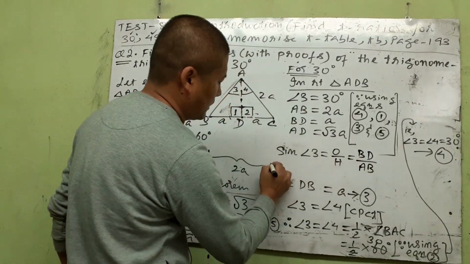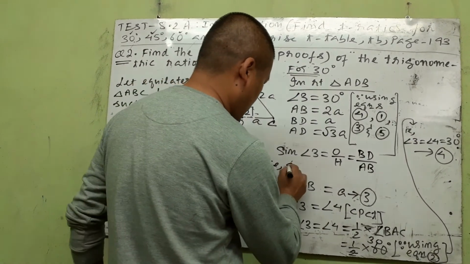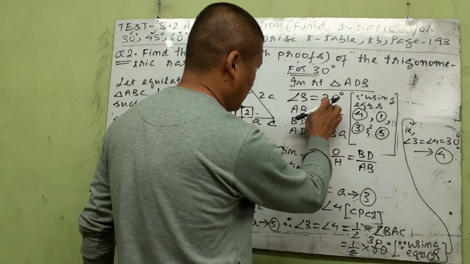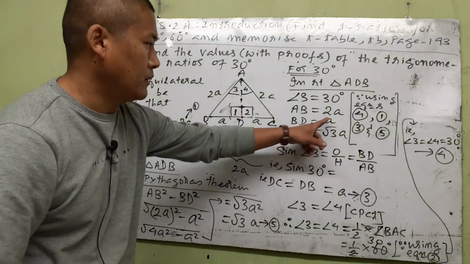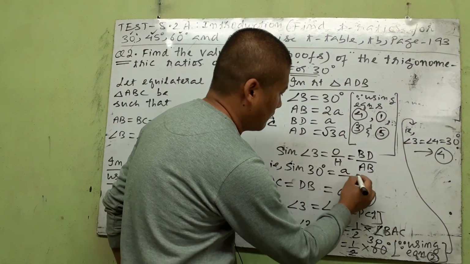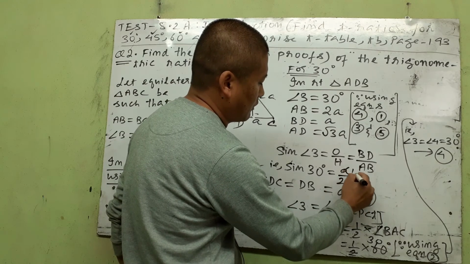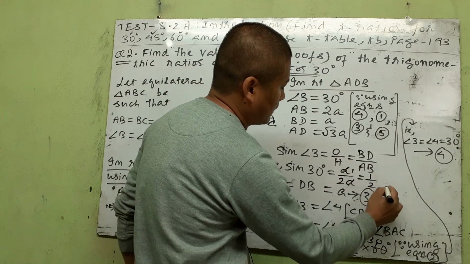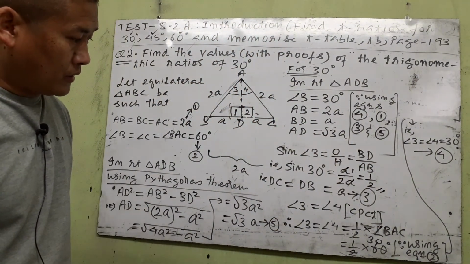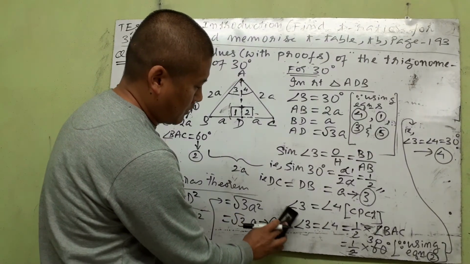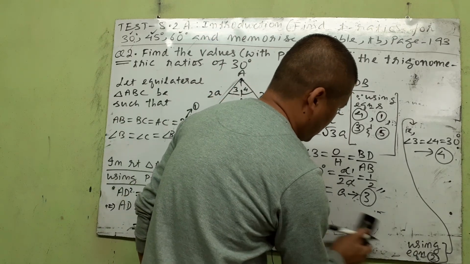So we can write the next step: sine of angle 3, which we can replace by 30 degree, is equal to BD. Here you can see BD value is A, divided by AB, which is 2A. So this A and A cancel, meaning 1 here. So the value of sine 30 degrees is half, the first one. Angle 3 equal to angle 4 equal to this part, we can just wrap it up because it is already given here. So let us write it like this so we have space.